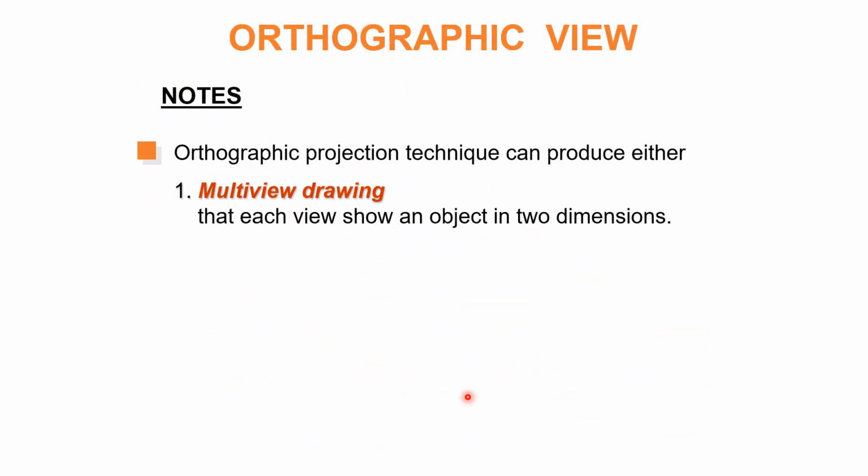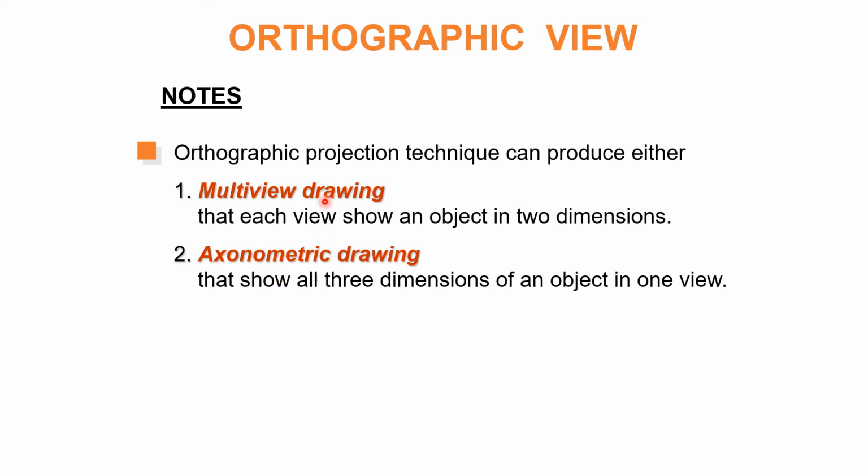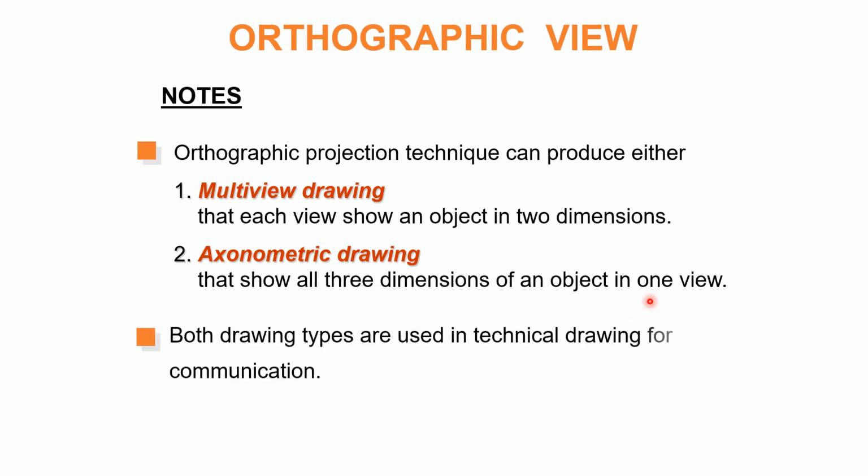Now that is again the definition of multi-view drawing and axonometric drawing: each view in multi-view shows an object in two dimensions, means we need more than one drawing. In the axonometric drawing, all three dimensions are shown in one view. Both drawing types are used in technical drawing for communication. Means when we draw for commercial purposes, we need both multi-view drawing and axonometric drawing.